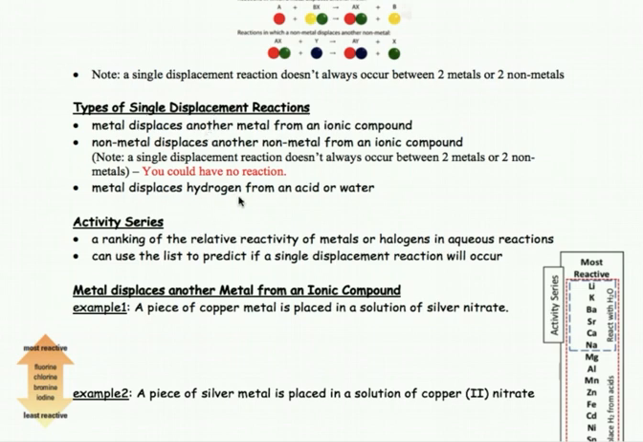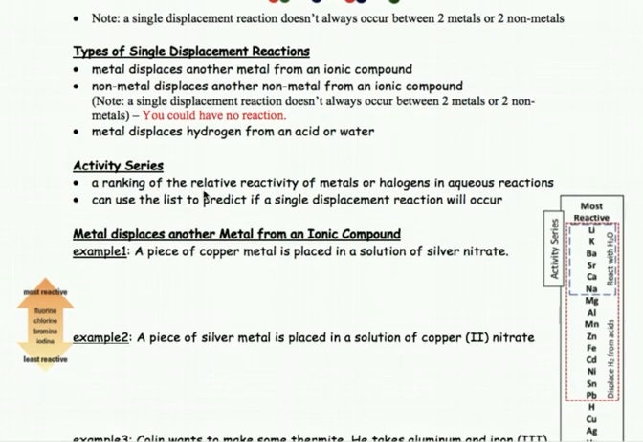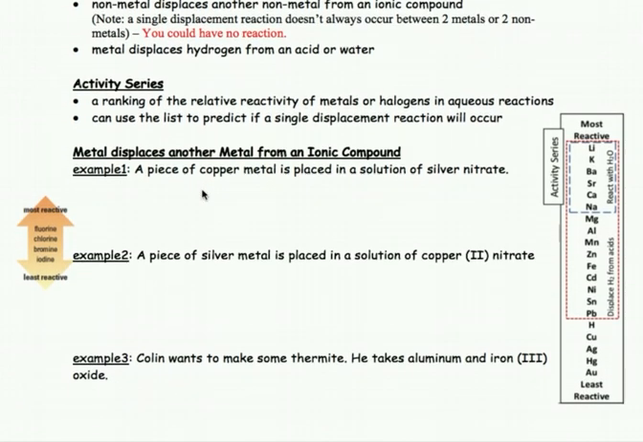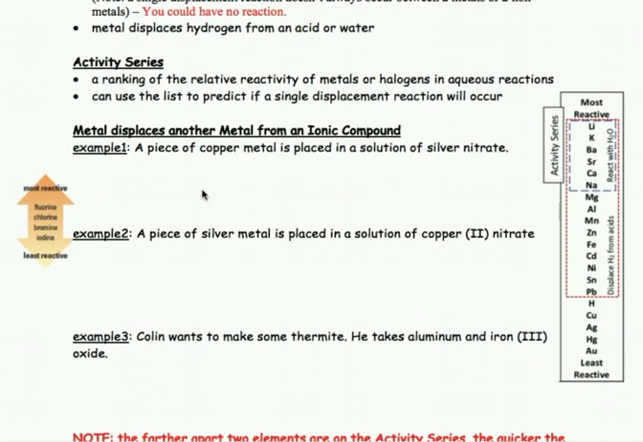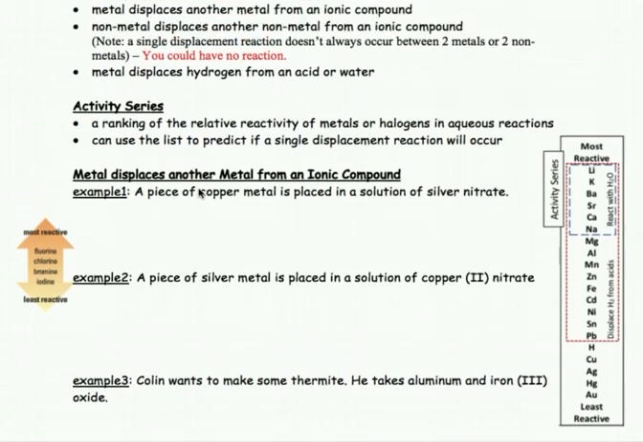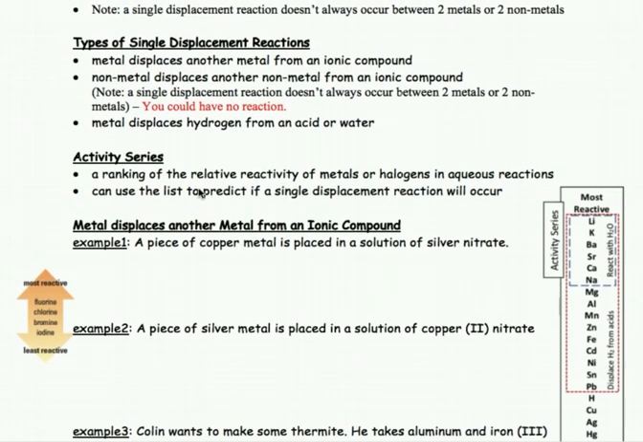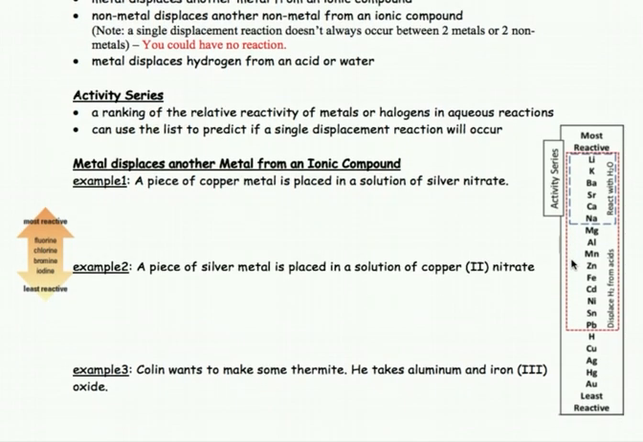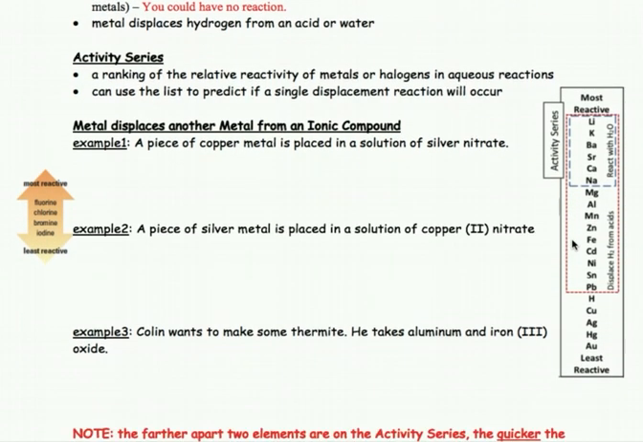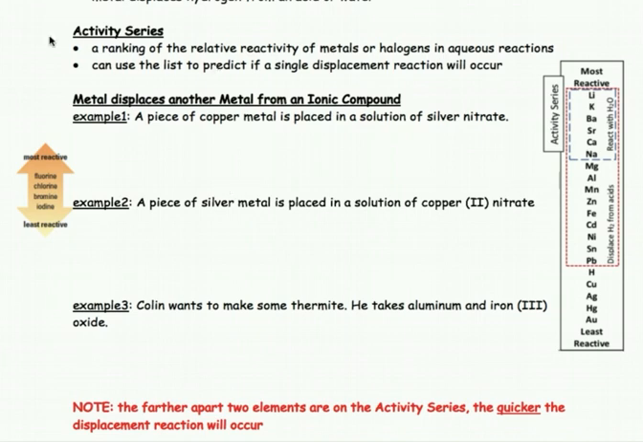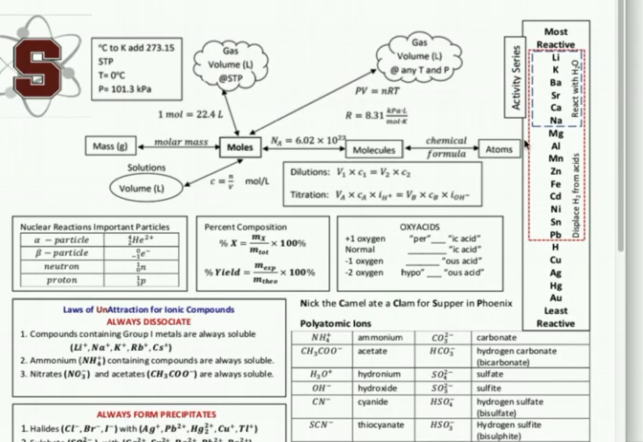Okay, so this is what's new for this year, the activity series. So I'm going to introduce this to you, and then I'm going to show you how to use it. And then it's going to help us predict whether a reaction will occur or when it won't occur. Okay, so we have this one here. This is actually on the back of your formula sheet. If you can click to the formula sheet. So this is on the back of your periodic table here.